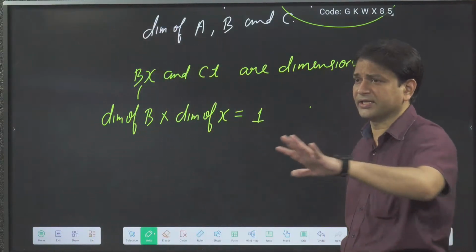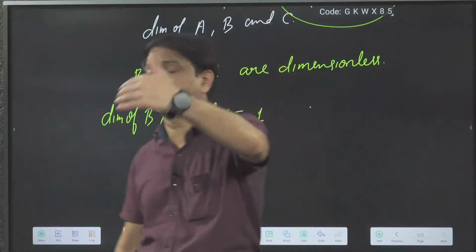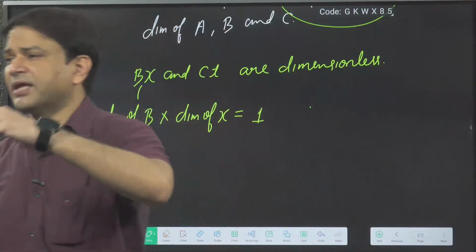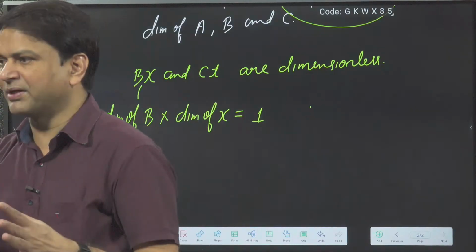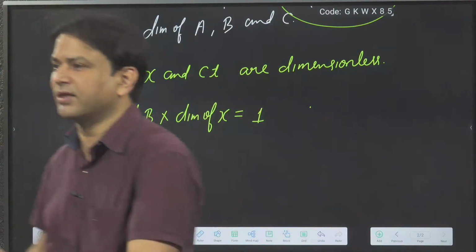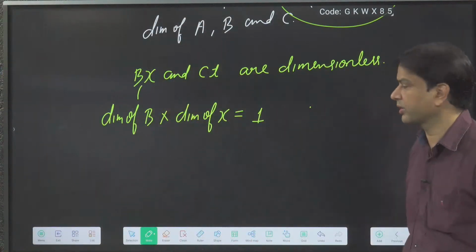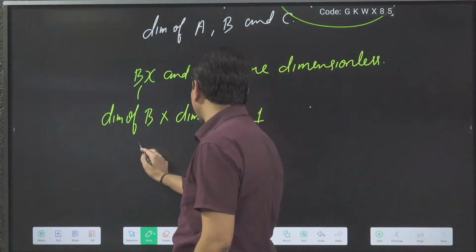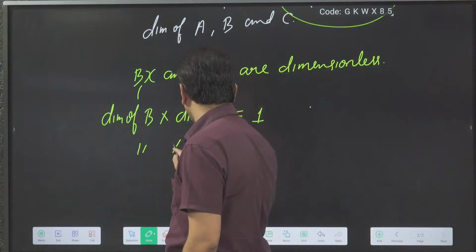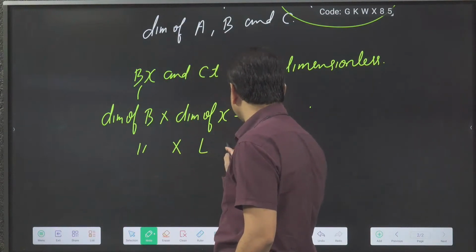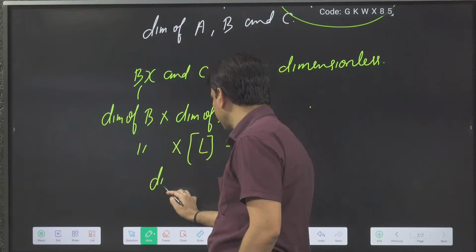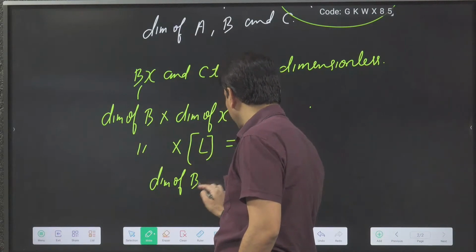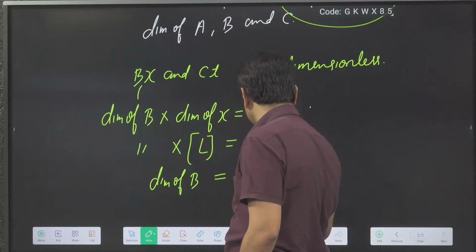So when anything is dimensionless and you want to write it in the form of an equation, this dimension upon this dimension equals 1. Now dimension of B into dimension of X is L, that is equal to 1. Now dimension of B is 1 by L, that is L minus 1.